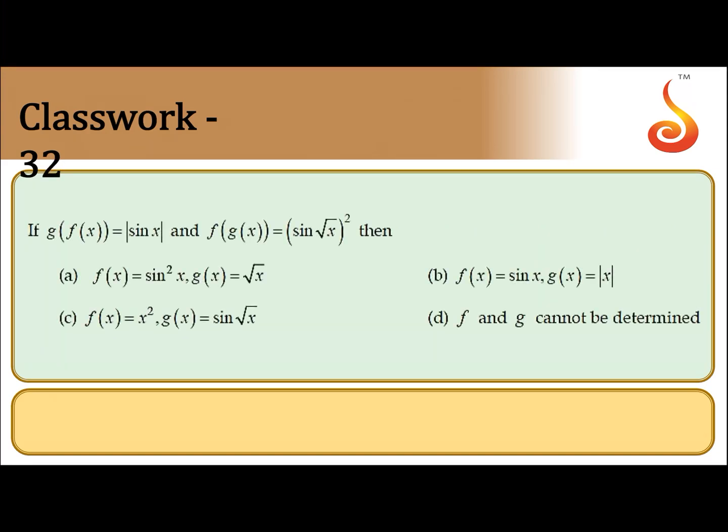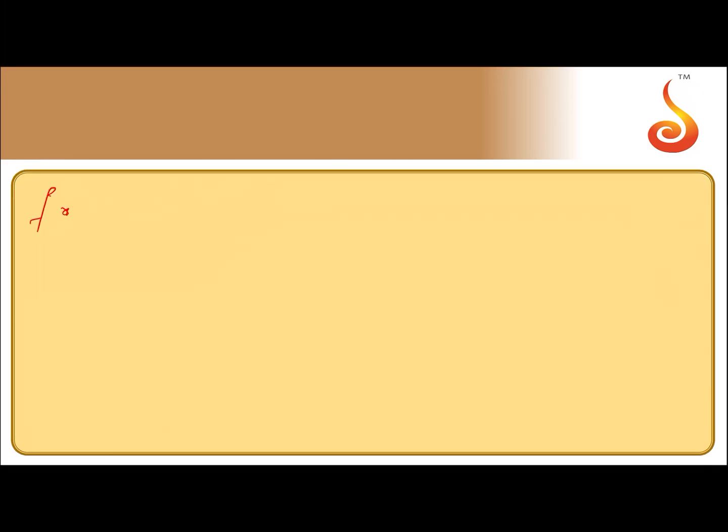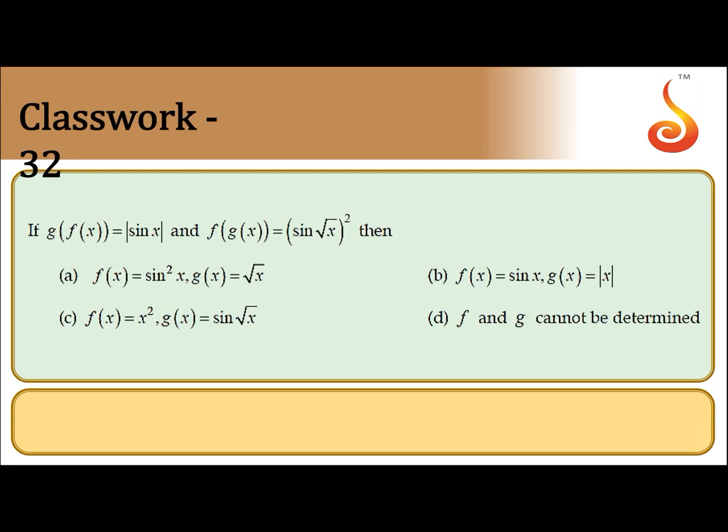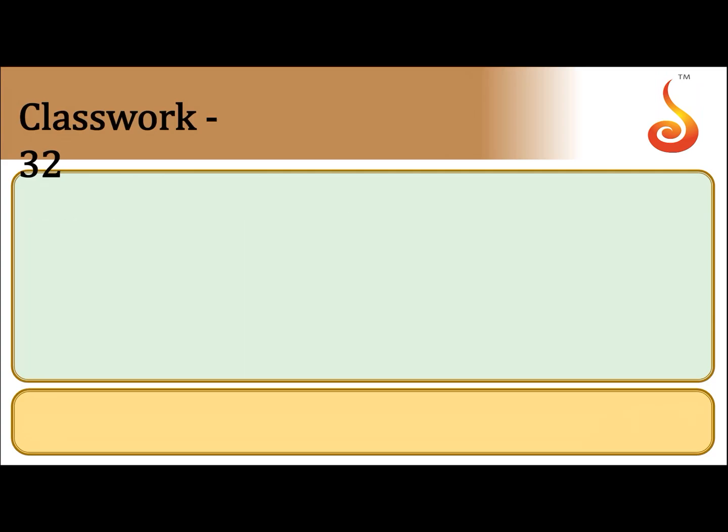Coming to the next one. g of f of x is equal to modulus of sin x, and f of g of x is equal to (sin root x) whole square. There is no other choice, so you have to proceed option-wise. Let me take up the first option. f of x is sin x, and g of x is equal to root x. That's the first option, so let me consider here.